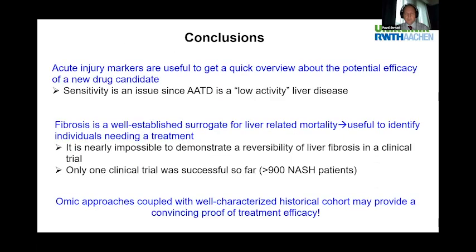That's it. Thanks a lot. Next slide. Oh, I actually have one summary slide. So again, there are acute injury markers. These are useful to get a quick overview of the potential efficacy of a new drug candidate, and will produce much faster results compared to the chronic injury markers, which will typically need years to really show any effect, even if the drug is useful.